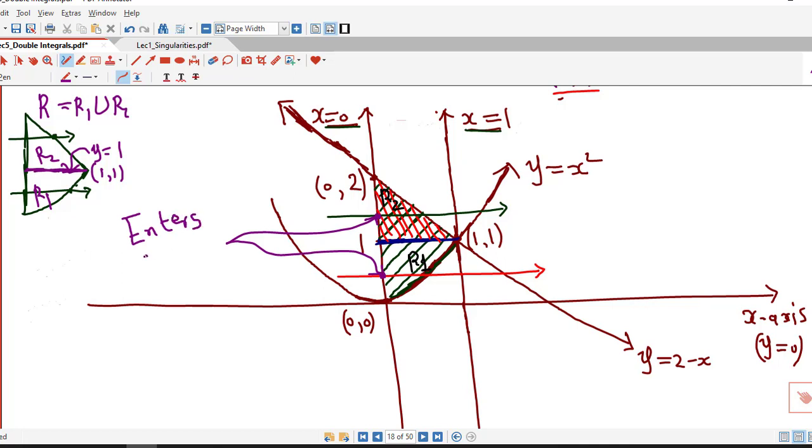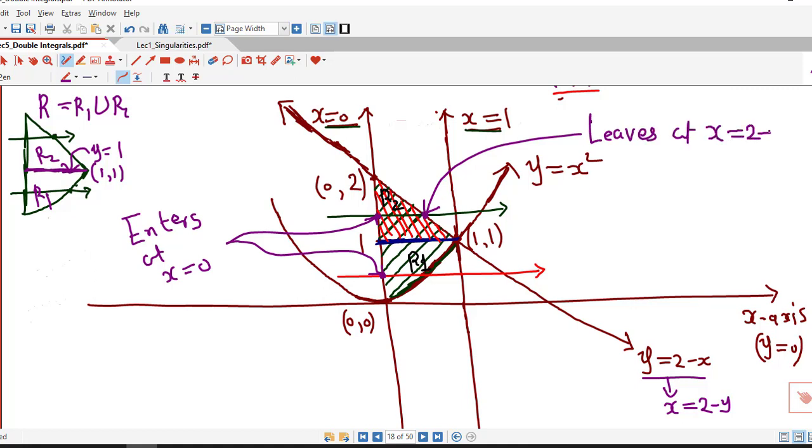So we can write in common that both the lines enter on the y-axis, that is, the lower limit for x for both the regions is x equal to 0, but the upper limits are different. This point is on the line y equal to 2 minus x. So from this we obtain, if we take x on this side, x is 2 minus y. So here we have to write separately, this line leaves the region at x equal to 2 minus y.